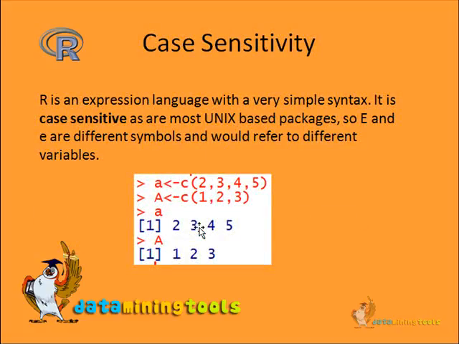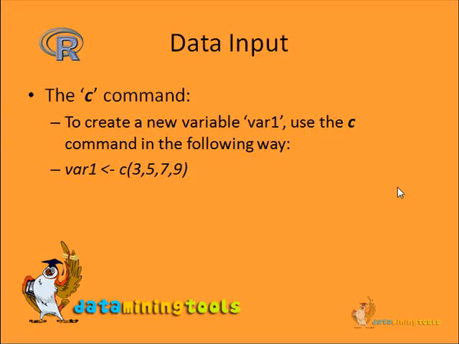R is case sensitive, and so are most of the Unix commands in Unix-based packages. So I can have two data structures, small a and capital A, which will represent different variables. We use the c command to create a vector. We will see all these examples after the slides.